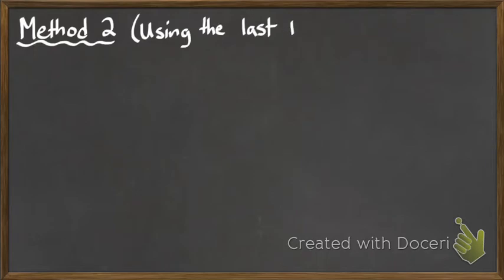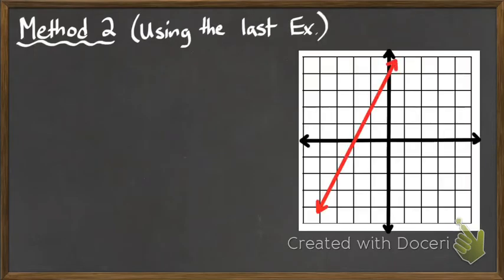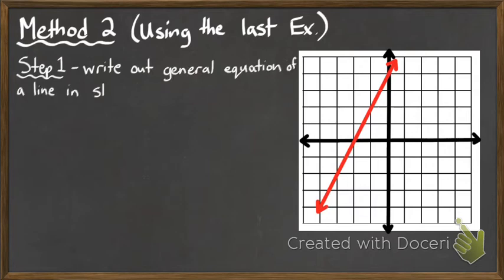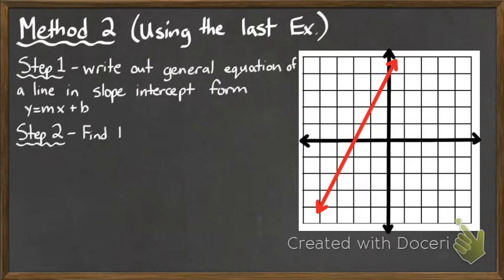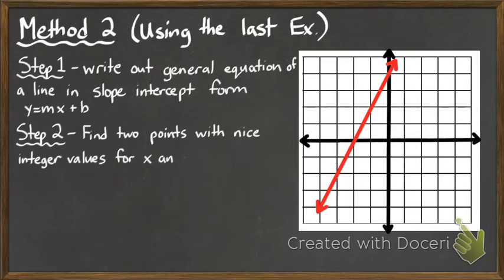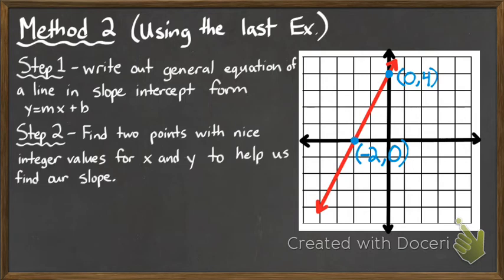Alright, now let's look at another method for doing this, but we're going to use the same graph from the last example. Step 1: write out the general equation of the line in slope-intercept form, so you want y equals mx plus b. Step 2: find 2 points with nice integer values for x and y. We already found those in the last example, and this is going to help us find our slope.